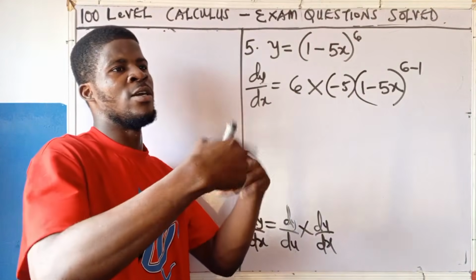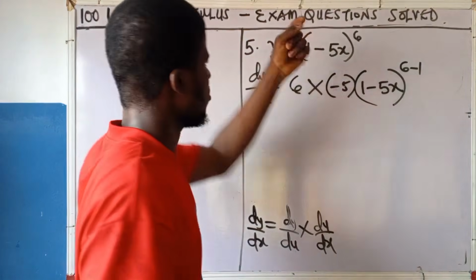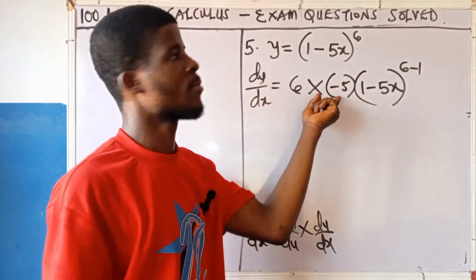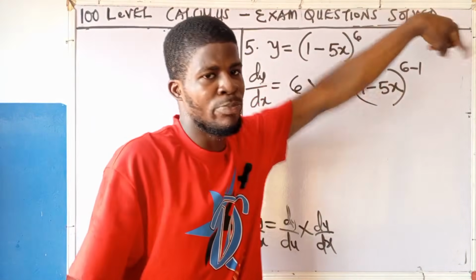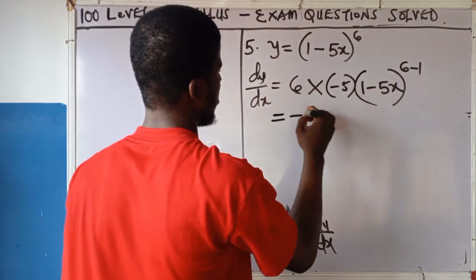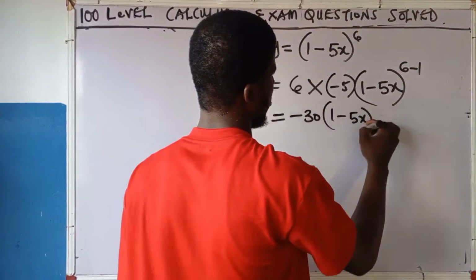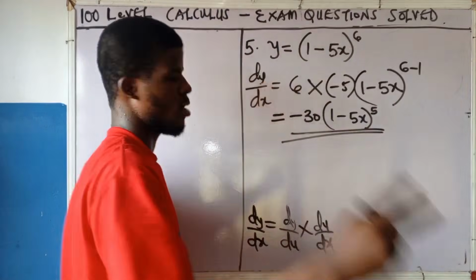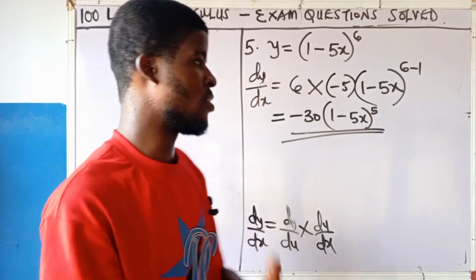I want to repeat the step once again. The power, write it down. The inner function, differentiate it, write it down. The original function, write it down, but subtract 1 from the power. 6 times minus 5 is minus 30. Then we have 1 minus 5x to the power of 5. So this is the chain rule in 2 steps. If I use the formula, it's going to be 4 steps or 5 steps.